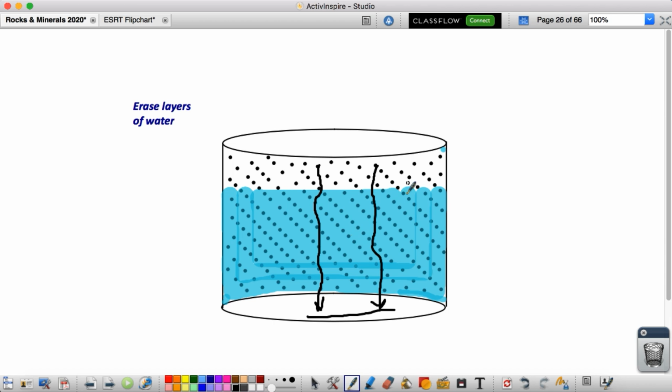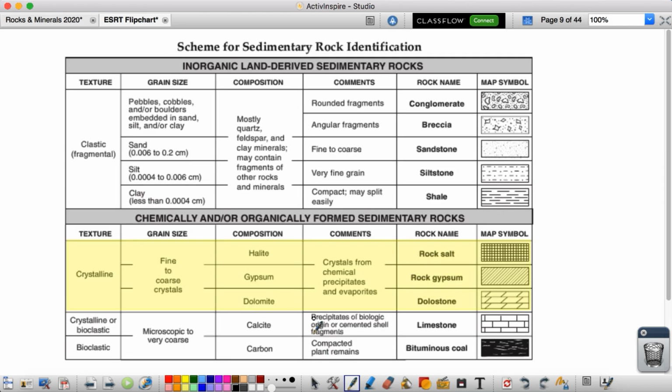So basically what happens is the evaporation of the water led to the precipitation of the minerals. And that's how we get these chemical or crystalline rocks forming down there. So remember, evaporation leads to precipitation. These chemical precipitates form from the evaporation of the seawater.